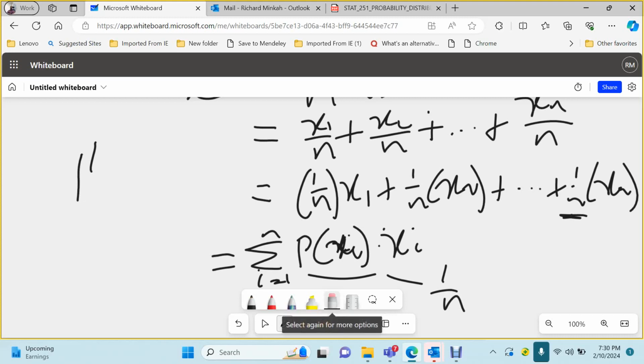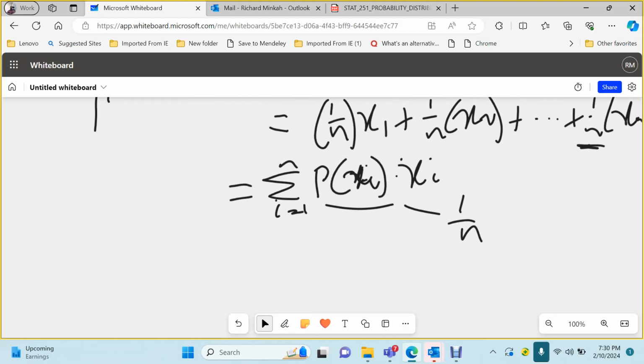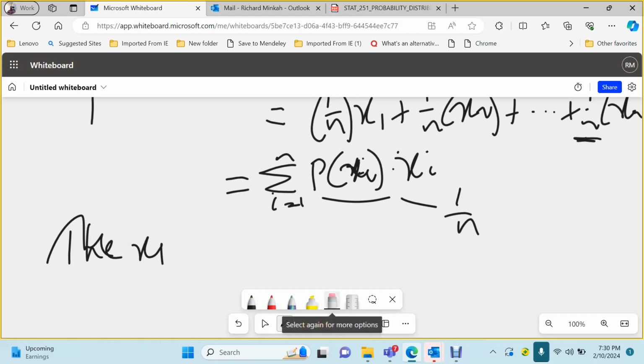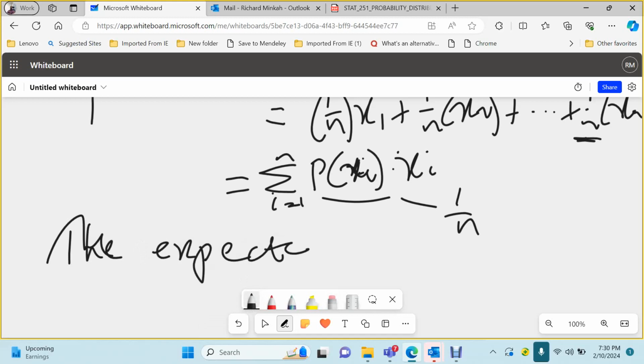Therefore, I can write expectation. As I said, the expectation is just like the variance, the mean that we are using this to now be able to define what we mean by mathematical expectation. So the expected value of the random variable x, the expected value.